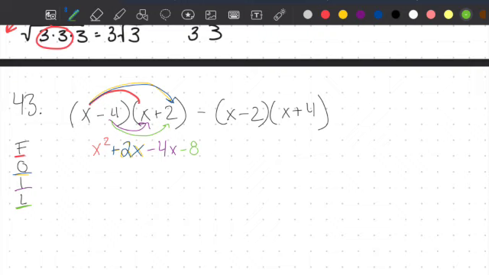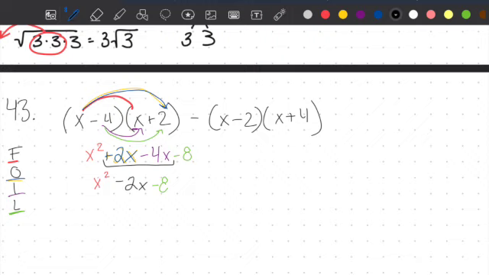I do need to simplify my middle terms here. So I need to look at the like terms, as we call them. My 2x and my 4x are like terms. They have the same exponents and the same variables. So 2 minus 4 is negative 2. So I'm left with x squared minus 2x minus 8 from my first brackets. So that has been expanded and simplified now.